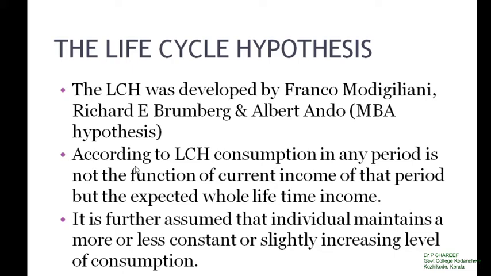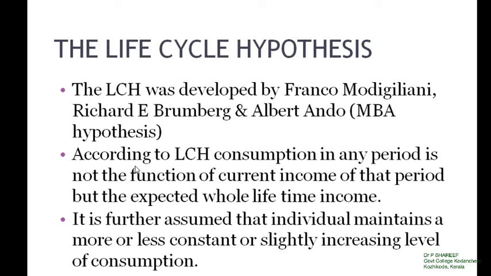Now we can discuss the major theories of consumption function. Consumption function expresses the relationship between consumption and income. When income increases, consumption also increases. There are various theories related to consumption function. They are absolute income hypothesis, permanent income hypothesis, life cycle hypothesis, and random walk hypothesis. Now we can discuss the life cycle hypothesis.